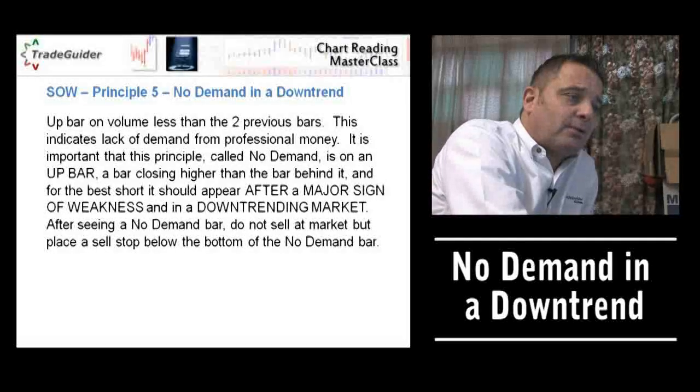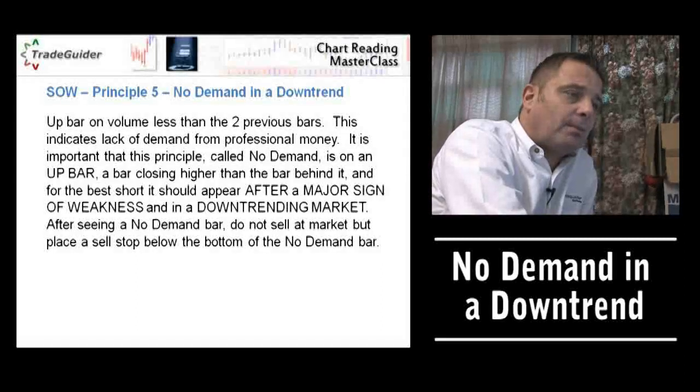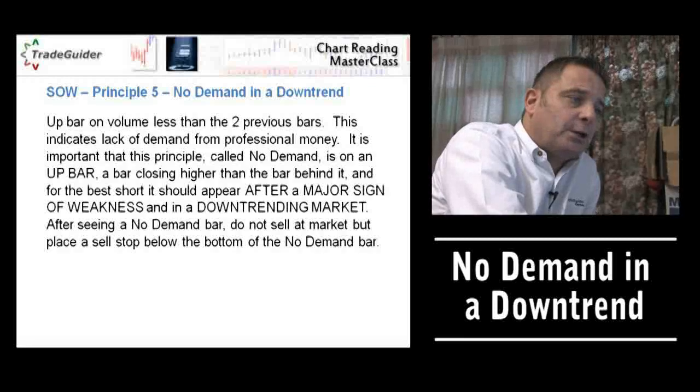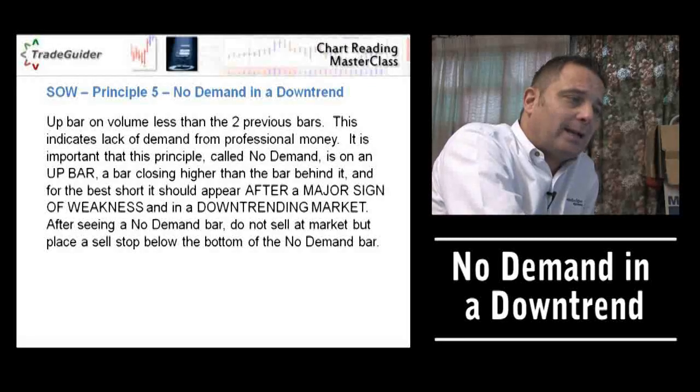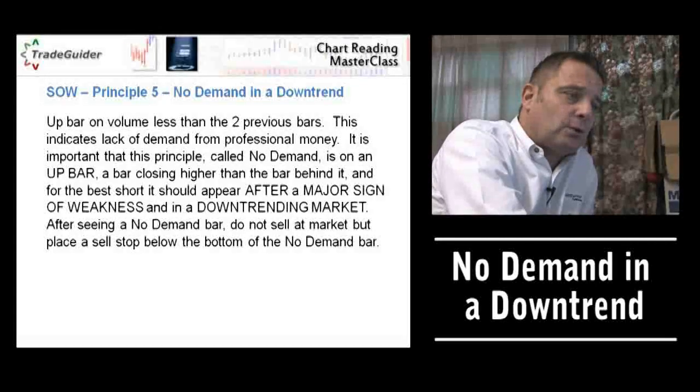It is important that this principle, called no demand, is on an up bar, a bar that closes higher than the bar behind it. And for the best short, it should appear after a major sign of weakness and in a downtrending market. Now focus on that. We'll send you this slide. This is important to follow these rules.